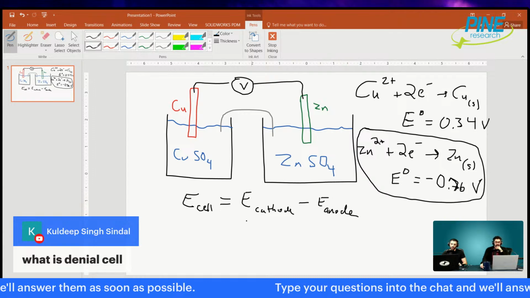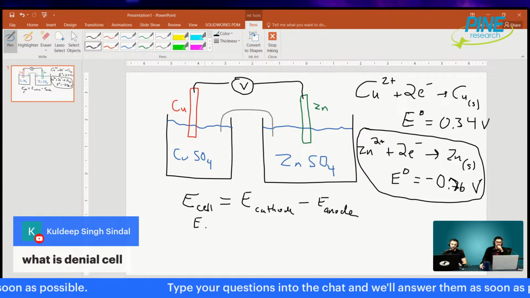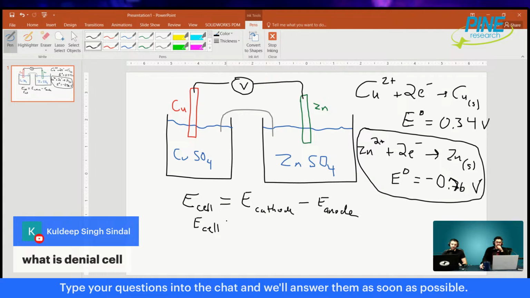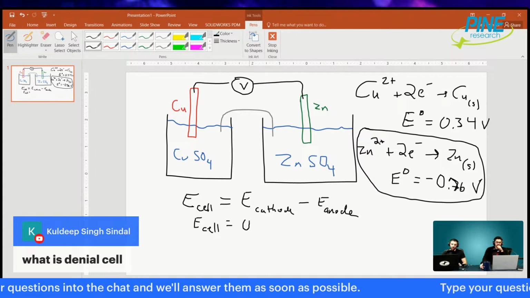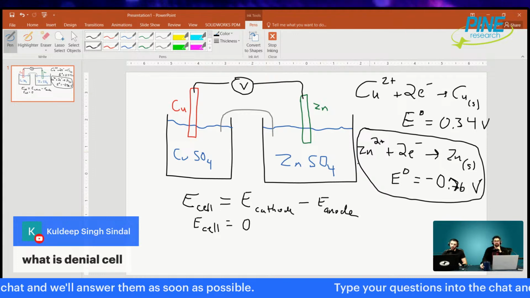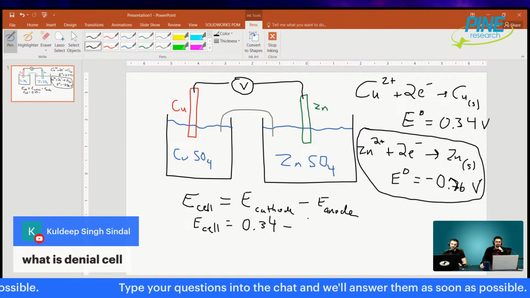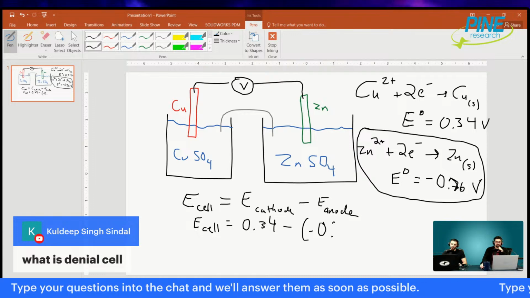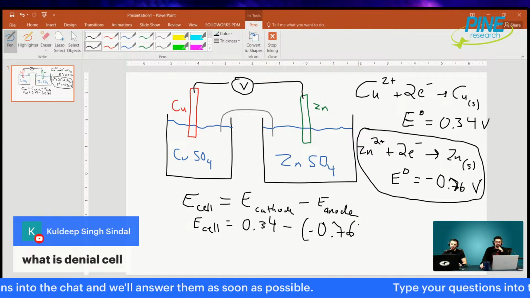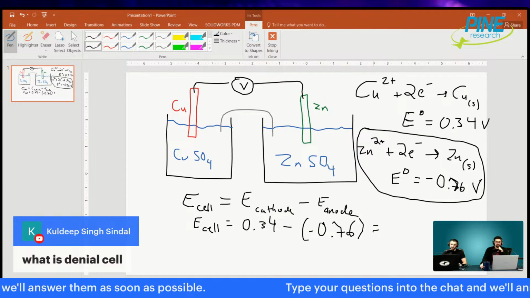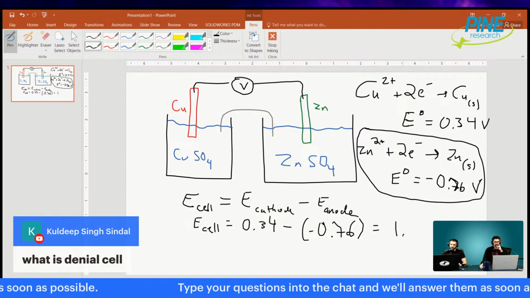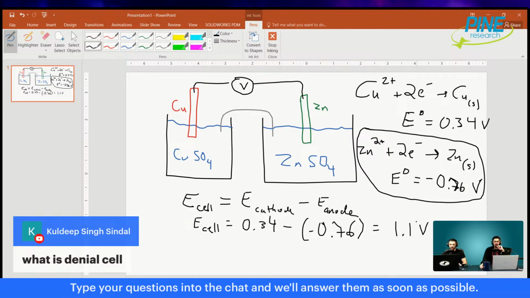So what we can say here is that the E cell for the Daniell cell is the cathode, which is where the reduction is happening. So this is the copper. So that's 0.34 minus a negative 0.76. What this means is that we have a positive voltage, right? And so that's 1.1 volts here.